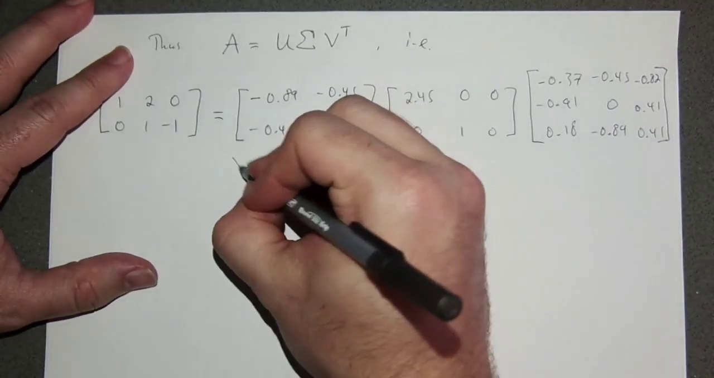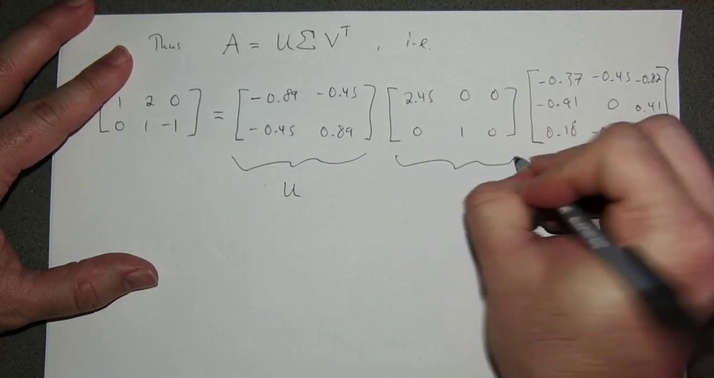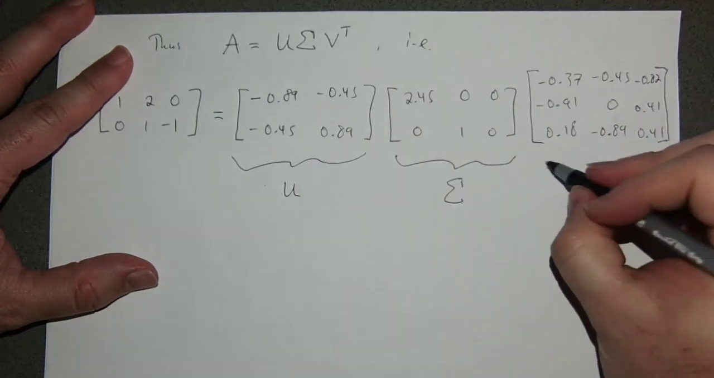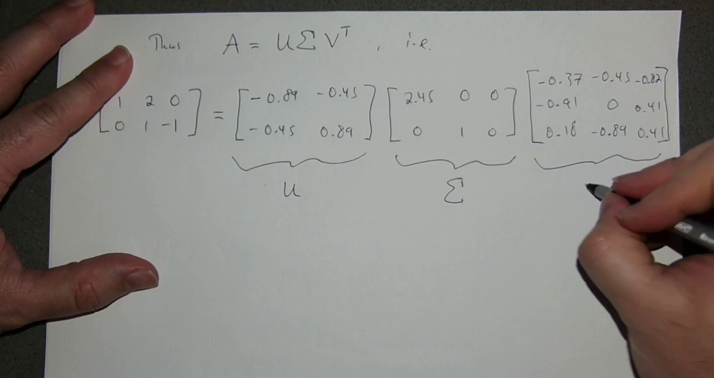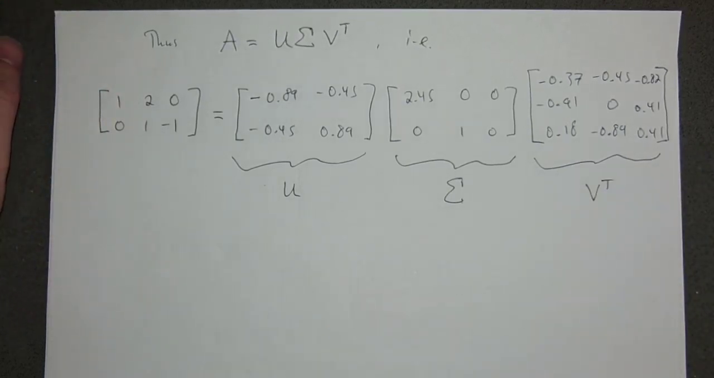So this is U, this is sigma, and this is V transpose. And if you actually were to multiply this out, if you stick this in MATLAB and multiply it out, you'll see that this triple matrix product is equal to this 2x3 matrix we started with. Okay.